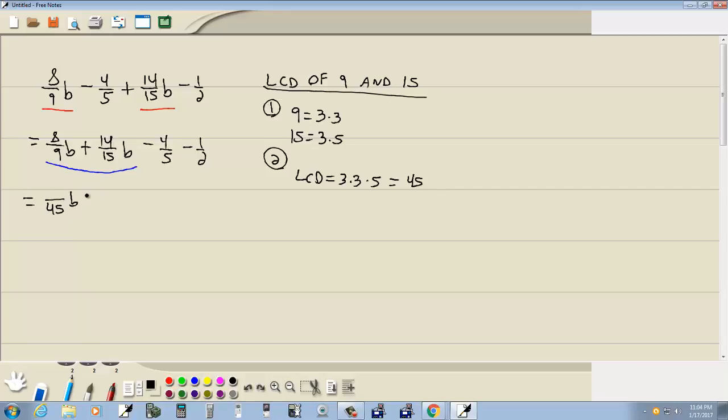I'm going to rewrite each one of those with that new denominator. Now you take a look at your old denominator and you ask, what did I multiply it by to get my new one? For example, here I had a 9, and I ended up with 45. So I multiplied the bottom part by 5, so we also have to multiply the top part by 5. Here I multiplied the bottom part by 3, so I have to multiply the top part by 3.